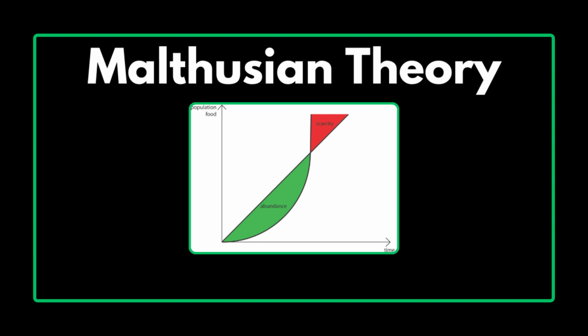The theory had a significant impact on public policies, especially in Britain, where it influenced debates about poverty relief and social welfare programs. Some policymakers believed that providing too much help to the poor would only encourage population growth and make the problem worse. As a result, the Malthusian theory was sometimes used to justify limiting assistance to the poor, based on the idea that poverty and suffering were inevitable consequences of overpopulation.